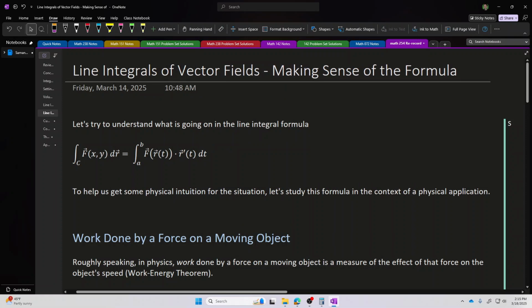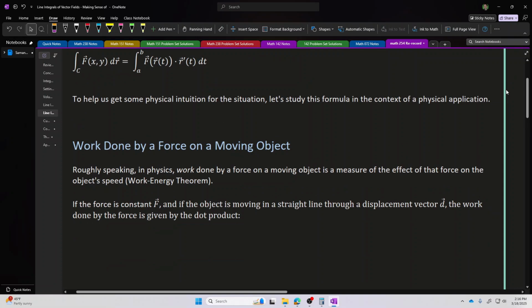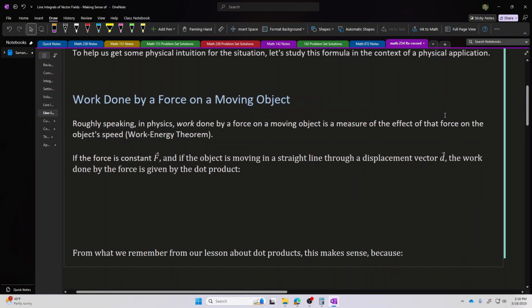Here I want to take a moment to discuss the formula that's used to calculate line integrals of vector fields. So for an example of a physical quantity that would be calculated using a line integral, let's consider this physics concept of work done. Now, work in physics was calculated for a force that was acting on a moving object.